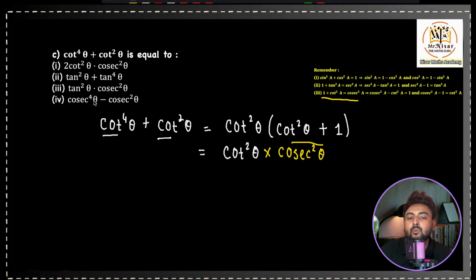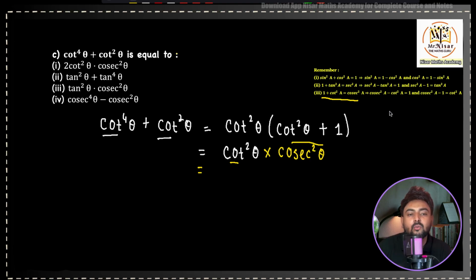Now just check the option. Do we have any option like this? No. But here I can see everything is in cosec. So I know that this cot can be written as cosec. How can we write cot as cosec? Yes, we know the identity. What is that identity? 1 plus cot square theta is equal to cosec square theta. That is identity number 3. So from here what I can say, cot square theta is equal to cosec square theta minus 1.